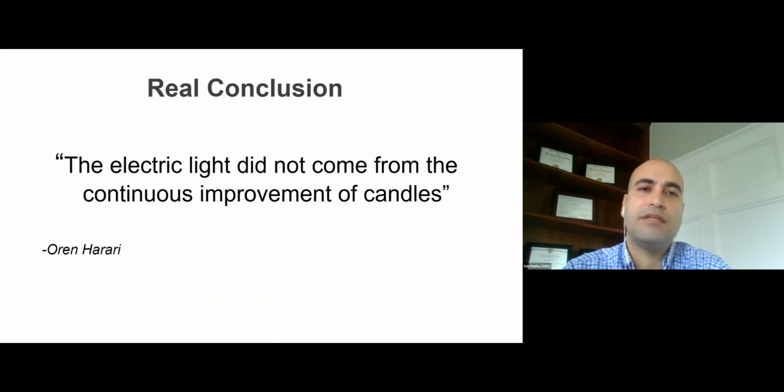But the real conclusion is that the electric light did not come from the continuous improvement of candles. So if we really want to improve healthcare, if we want to improve MDS and the outcome of patients with MDS, we have to think completely differently about what we're doing today. And I think we have to start embracing the technology and see how we can inject this technology into our care for our patients.